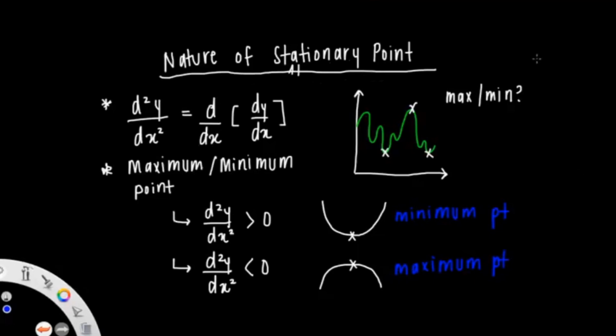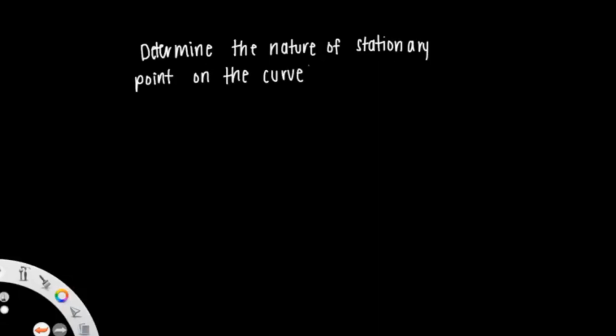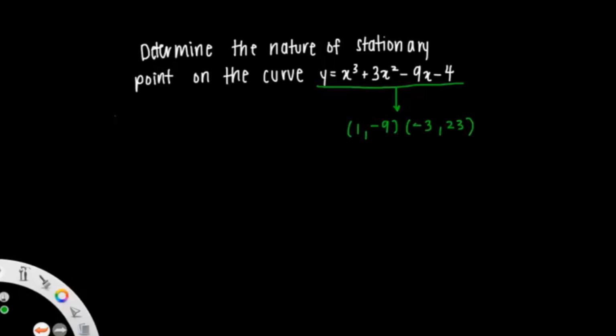Now we can move on to a question asking about the nature of stationary points. So our question is, determine the nature of the stationary points on the curve y equals x cubed plus 3x squared minus 9x minus 4. Okay, so from the previous question, we know that the stationary points are (1, -9) and (-3, 23). So when you find the dy/dx of that curve, that would give you 3x squared plus 6x minus 9.